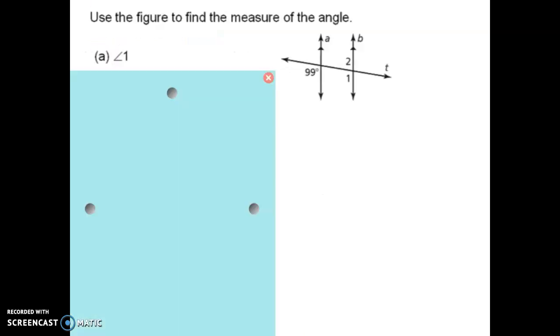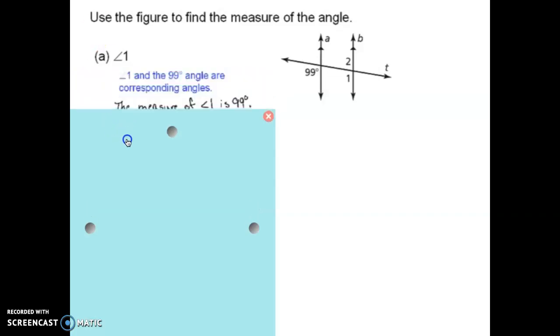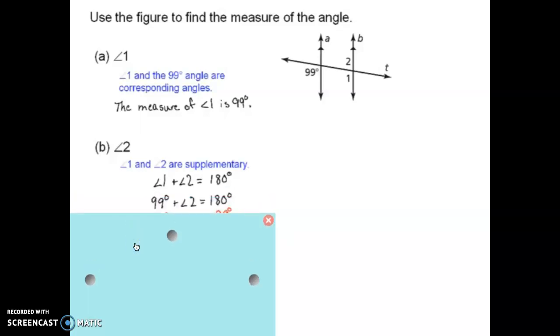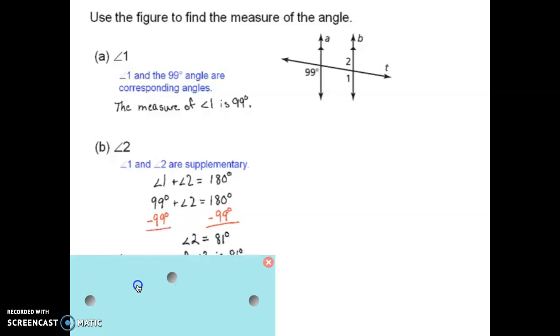All right, so angle 1 is the corresponding angle to the 99-degree angle. So angle 1 is also 99 degrees. If angle 1 is 99 degrees, angle 2 is supplementary to angle 1. Remember, supplementary angles equal 180 degrees. So angle 1 plus angle 2 is equal to 180 degrees, and 99 plus angle 2 is equal to 180 degrees. We're going to subtract that 99 from each side, and that leaves us with, guess what? Angle 2 is equal to 81 degrees.